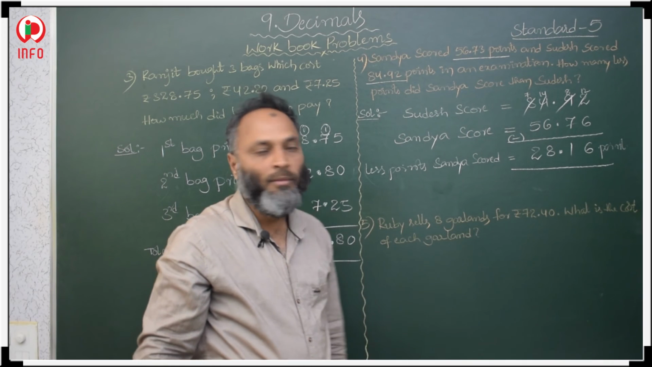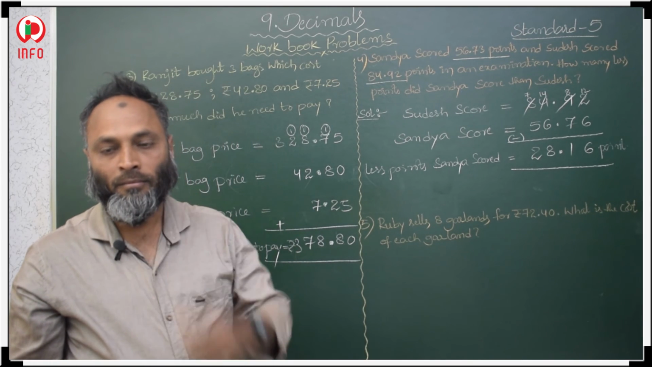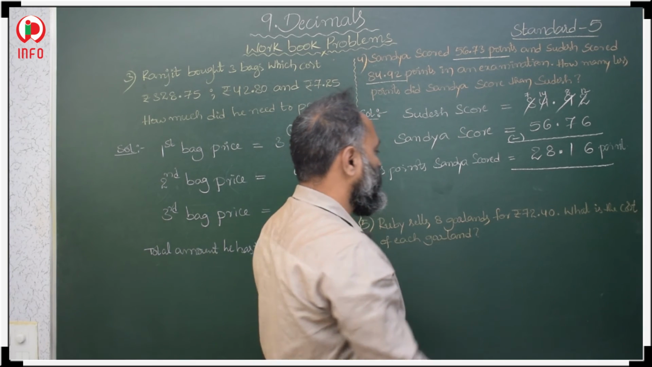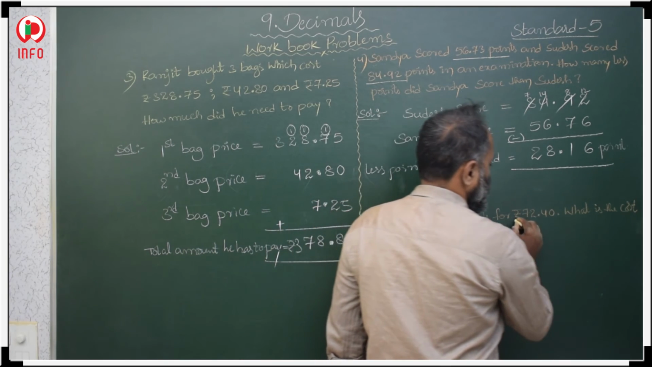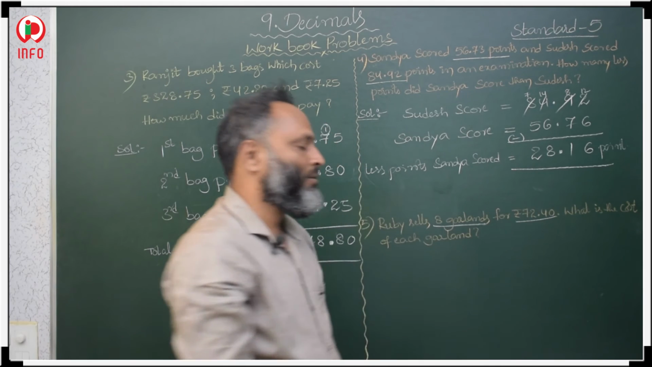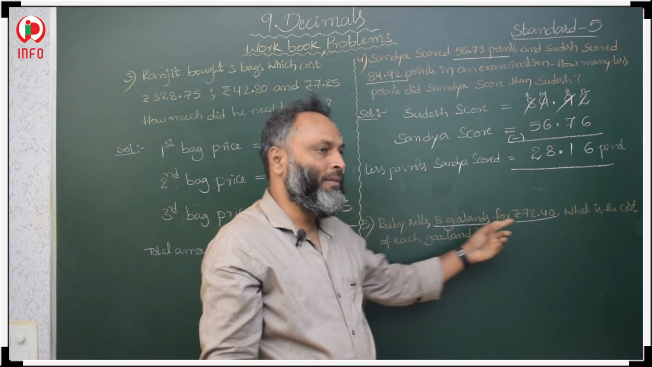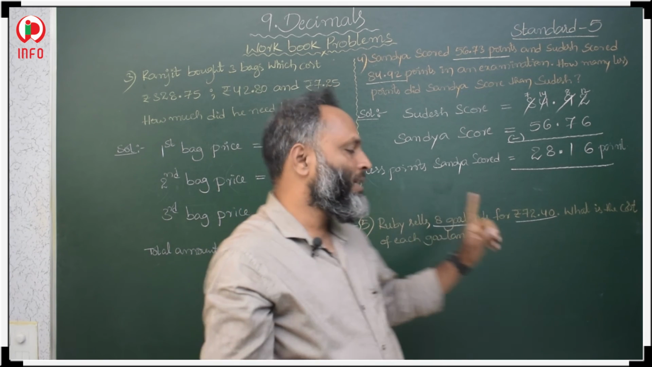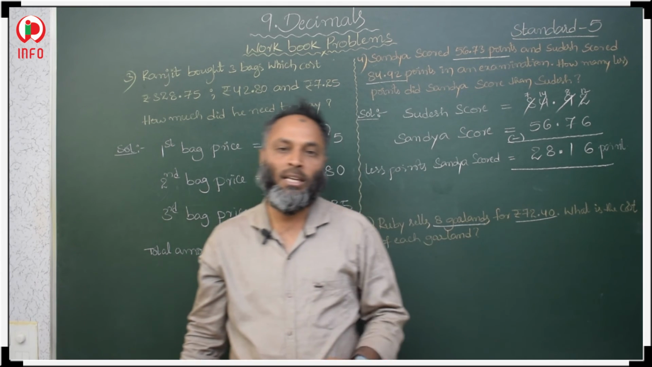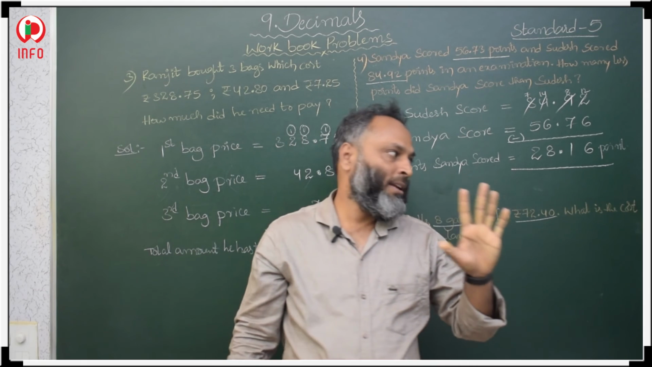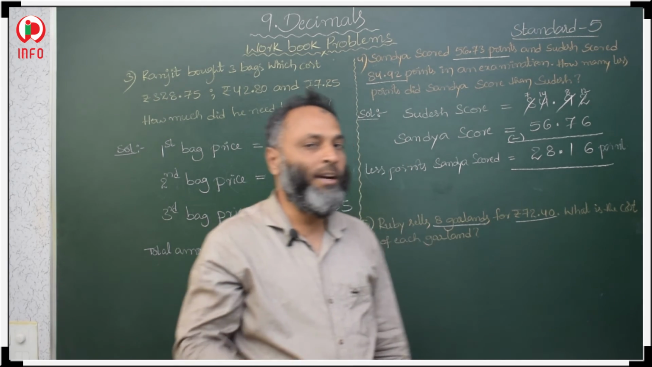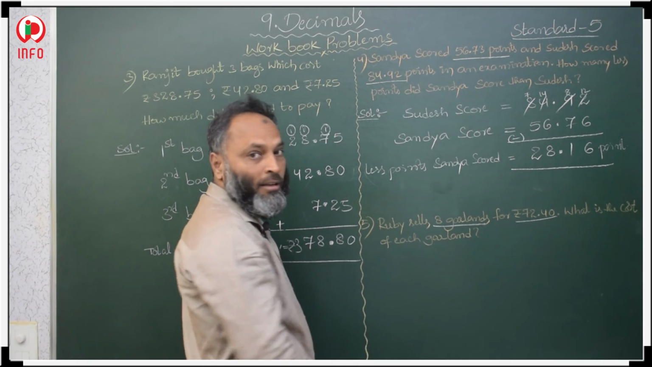Now the next one. Ruby sells 8 garlands for rupees 72.40. So the price of 8 garlands is given, that is 72.40. Then what is the cost of each garland? He is asking about 1 when 8 is given. If the unit is being asked, we should divide here.